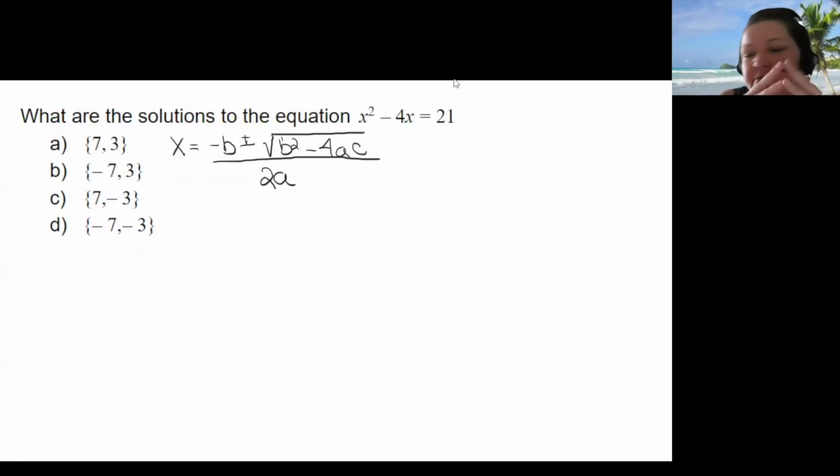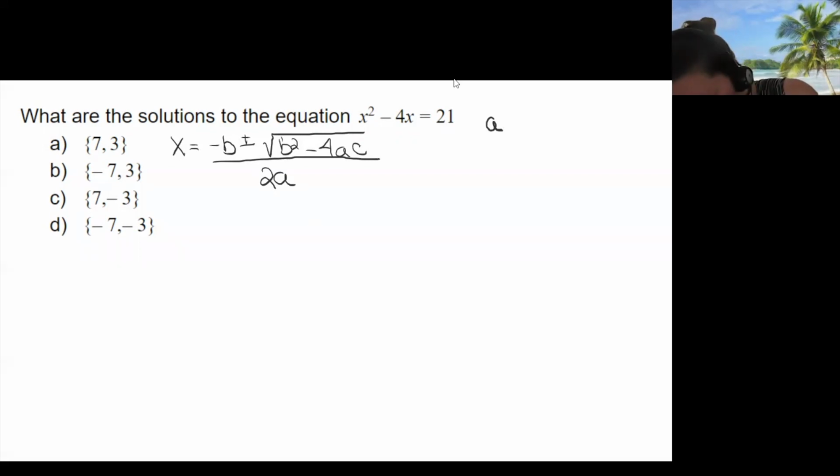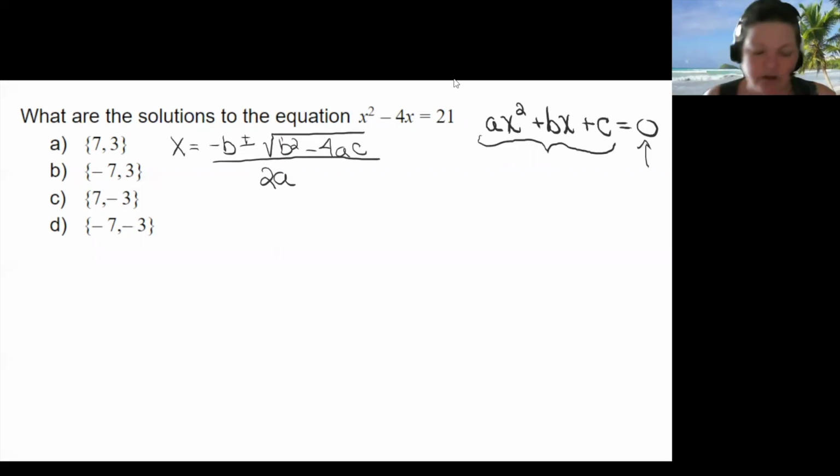You don't have to have this memorized for the GED since it's on your formula sheet. All I have to do is plug in A, B, and C, and then I'll know what X is. But what are A, B, and C? A, B, and C are the coefficients when the quadratic equation is in its standard form. And so in order to start this, take a look at my equation.